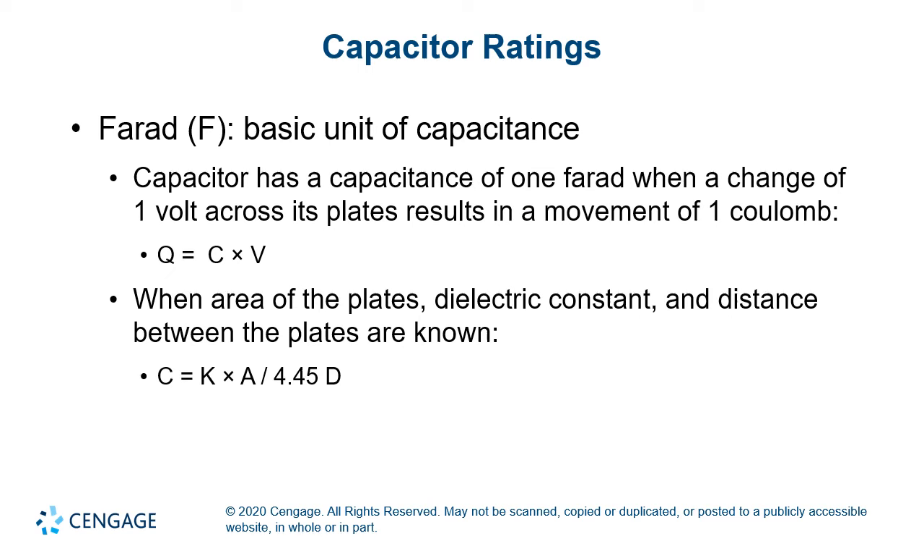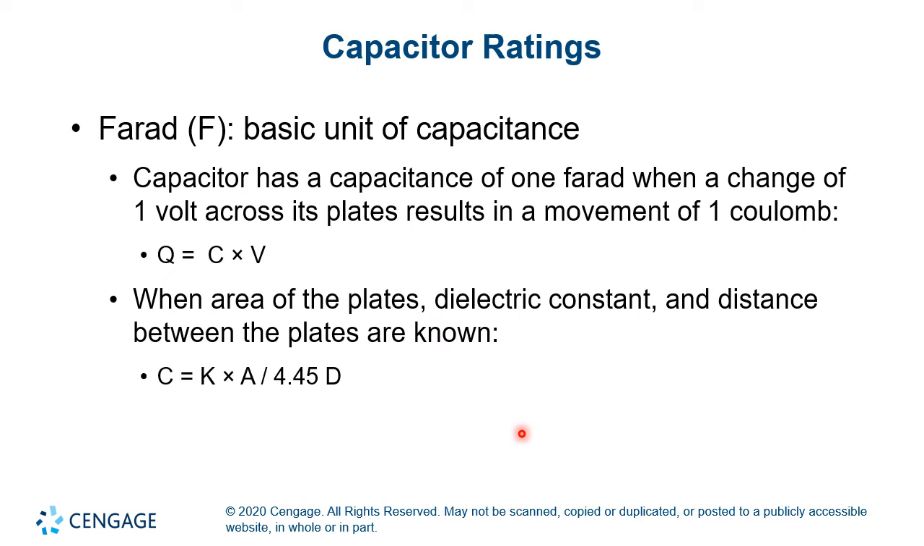So the basic unit for measuring capacitance is the farad, and it uses the symbol F. The way the farad is derived is based on the charge and the voltage across a capacitor. If you have a 1 farad capacitor, using the symbol C for capacitance, and it has 1 volt across it, then it's going to move 1 coulomb of charge. Charge uses the symbol Q. So these three units are interrelated in that way.